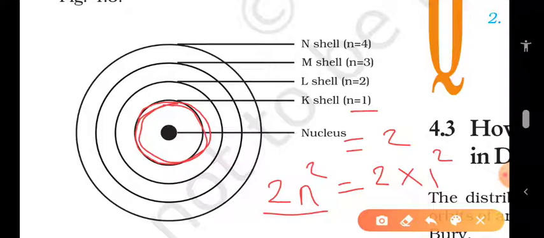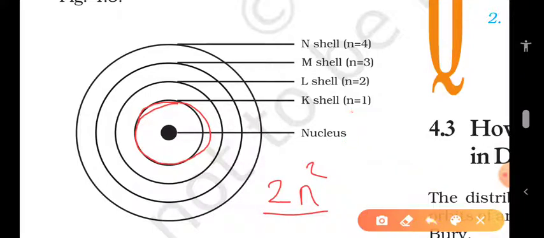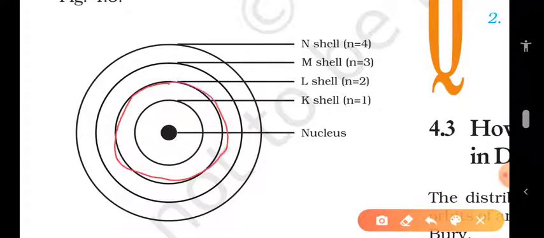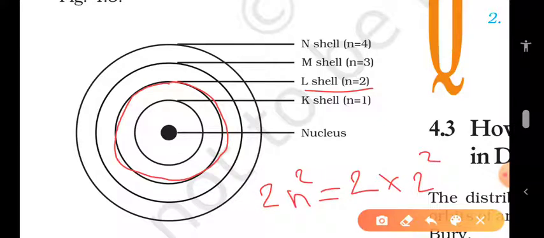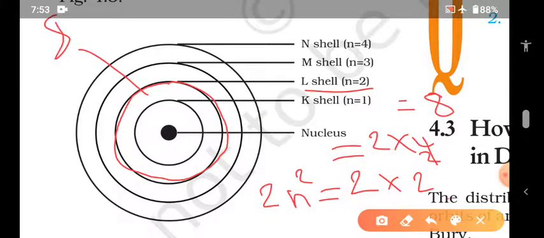Now let us take L shell. So this is L orbit, L shell. What is the formula? 2n square. What is the n value for L shell? N is equal to 2. Substitute 2 into 2 square. What is the answer? 2 square is 4. So 2 into 4 is equal to 8. So at L shell, 8 electrons are there.